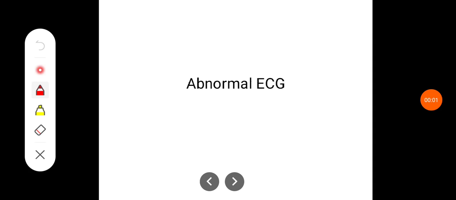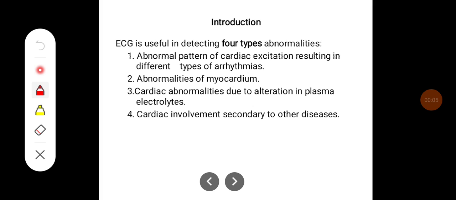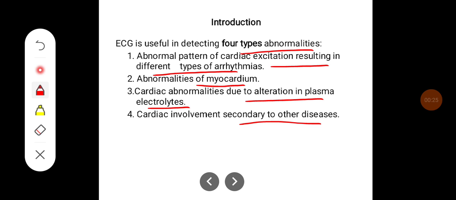Hello everyone. In this class, we'll try to learn about abnormal ECGs. ECG is useful in detecting four types of abnormalities: abnormal pattern of cardiac excitation resulting in different types of arrhythmias, abnormalities of myocardium, cardiac abnormalities due to alteration in plasma electrolytes, and cardiac involvement secondary to other diseases.